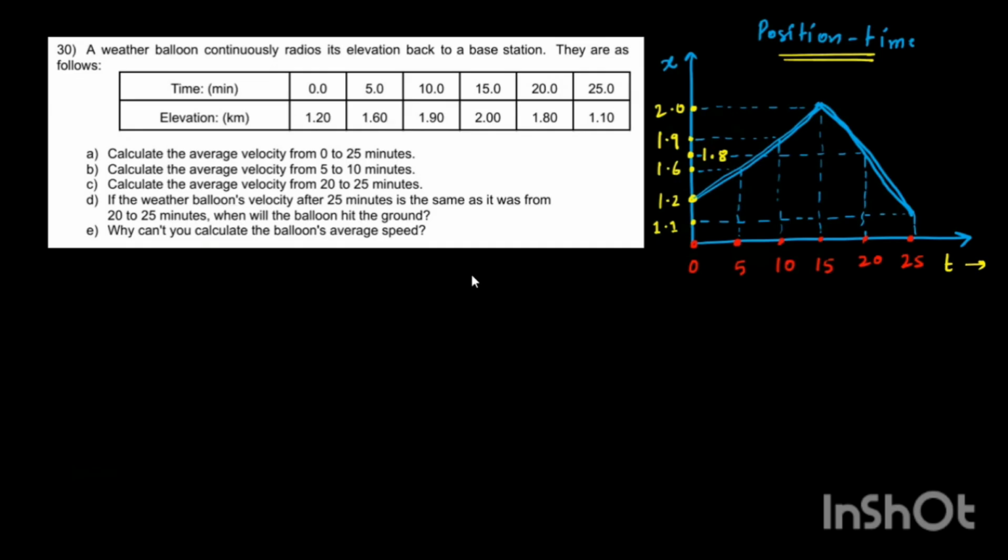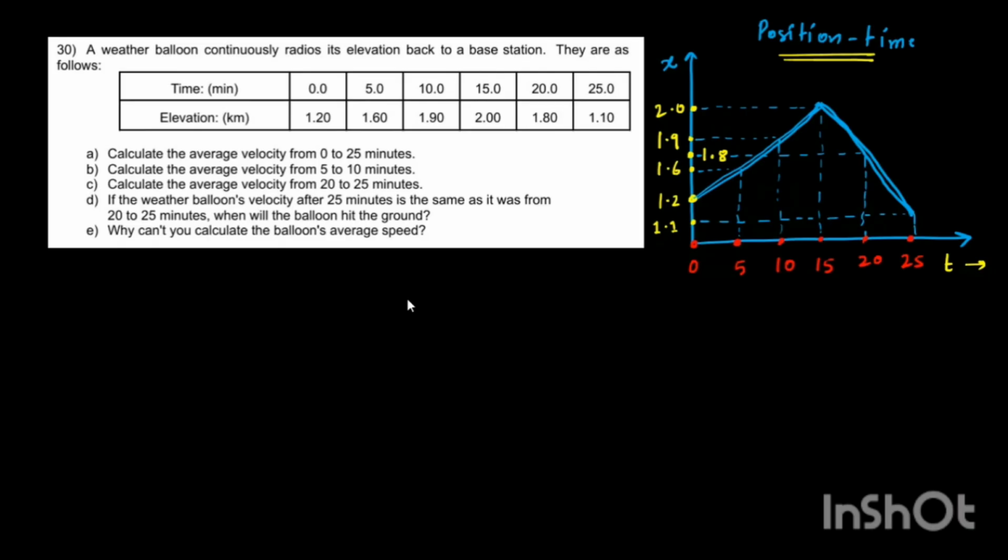So we can talk about velocity only. Let's answer question number five, part E, first. Why can we not calculate the balloon's average speed? Why are we calculating the average velocity? Because speed doesn't have any direction, but in this case, the particle is moving with respect to a certain point and coming back to the same point.